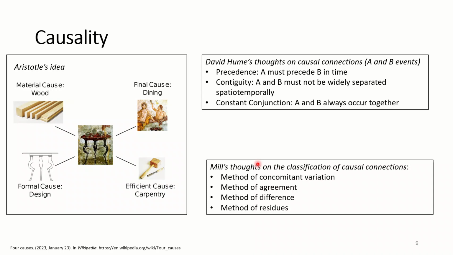So there's a method of concomitant variation. It's about how two events are connected.